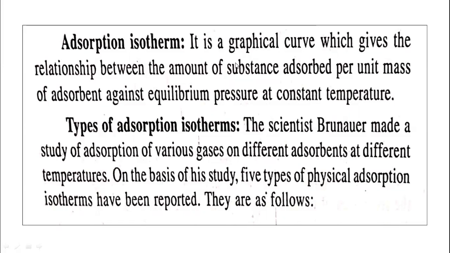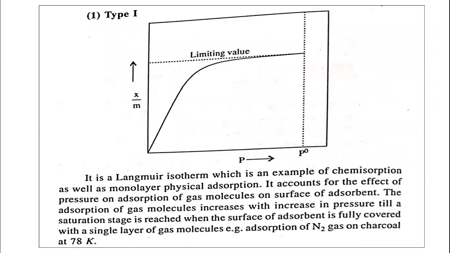So adsorption isotherm is a simple graphical curve which gives the relation between the amount of the gas adsorbed per unit mass of the adsorbent against the equilibrium pressure. There are 5 types of adsorption isotherms. So let us see these 5 types of adsorption isotherms. So this is the first one.